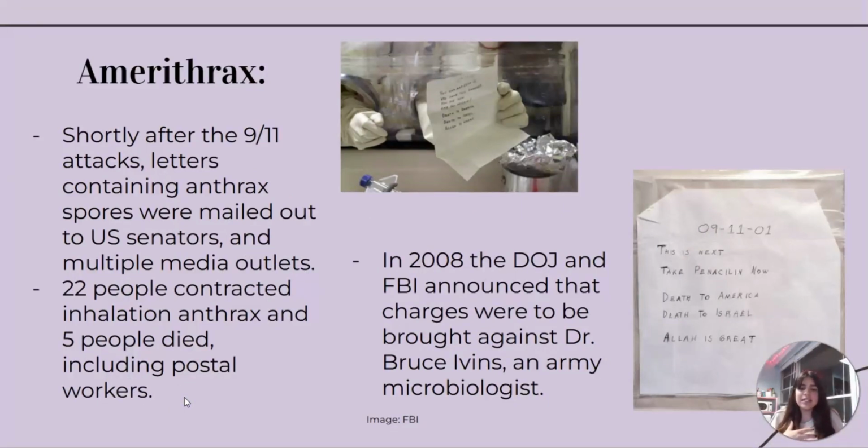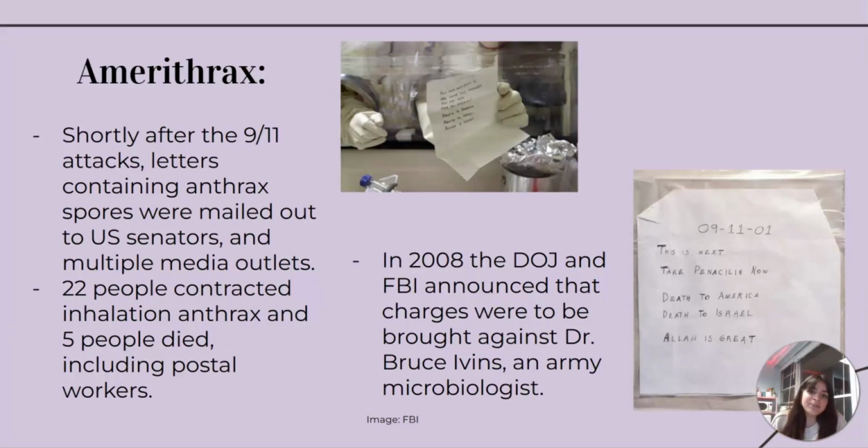Shortly after the 9/11 attacks, letters containing anthrax spores were mailed out to U.S. senators and multiple media outlets. So when they opened these letters, anthrax spores would come out, they would inhale it. 22 people contracted inhalation anthrax, and 5 people died, including postal workers, which shows how easy the bacteria is to get, even from just touching something with the spores on it, or being close to something with the spores on it.